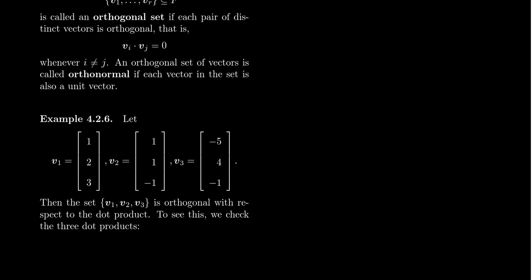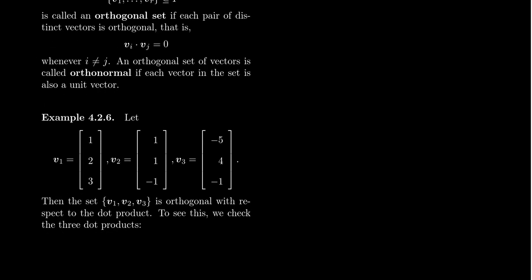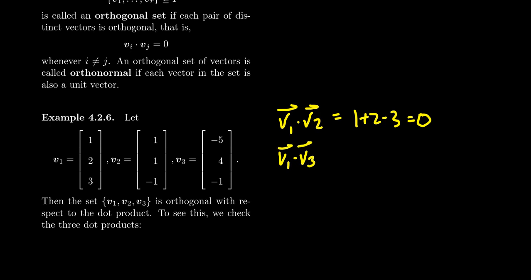So a quick example of this. Let's take three vectors, v1, v2, and v3. I claim that the set v1, v2, v3 is an orthogonal set of vectors, and we can see that by just some quick calculations. What happens when you take v1 dot v2? You're going to get 1 plus 2 minus 3, which is equal to 0. So that's an orthogonal pair. If I take v1 dot v3, you're going to get negative 5 plus 8 minus 3, that's likewise 0. So v1, v3 is also an orthogonal pair. So v1 is orthogonal to v2 and v3.